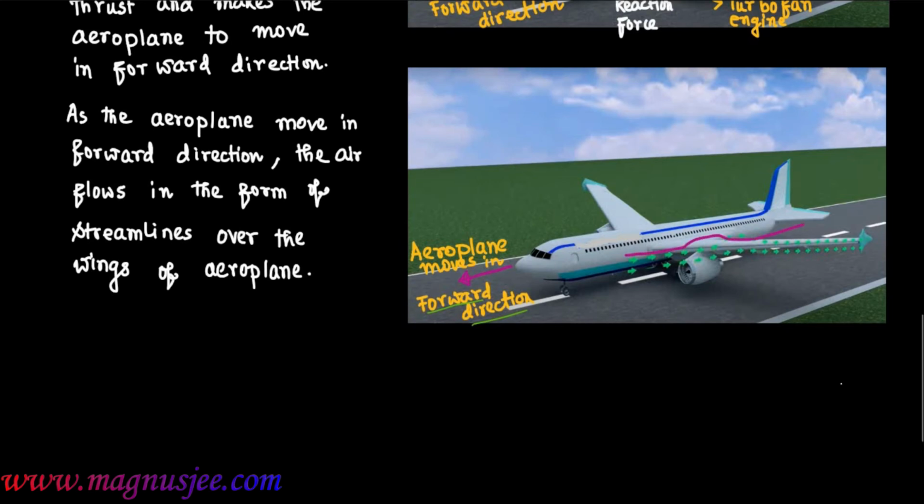So here air flows in the form of streamlines on the upper surface of the aeroplane in this way, with the greater speed. This is the streamline of air flow. This is the flow of air, and this air flows in the form of streamlines. Similarly, there will be streamlines of air flowing, touching the lower surface of the aeroplane wing.